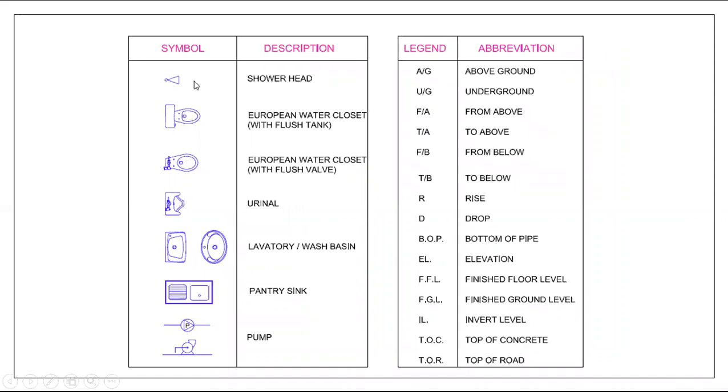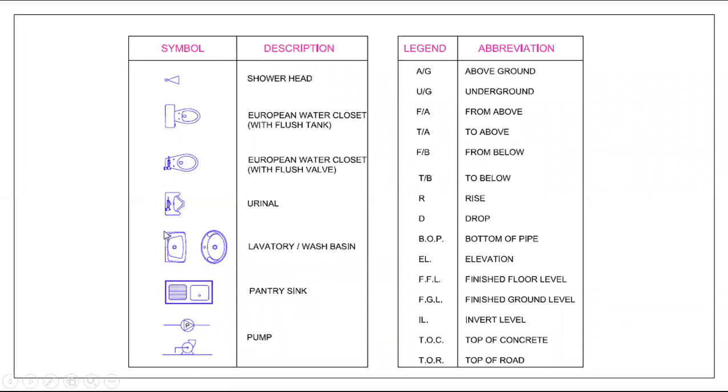For the shower head, we show it like this. In the bathroom, we use the shower head. For the European water closet with the flush tank, you have to show it like this only. European water closet with the flush valve, you have to show it like this. For the urinal with the flush valve, you have to show it like this only.